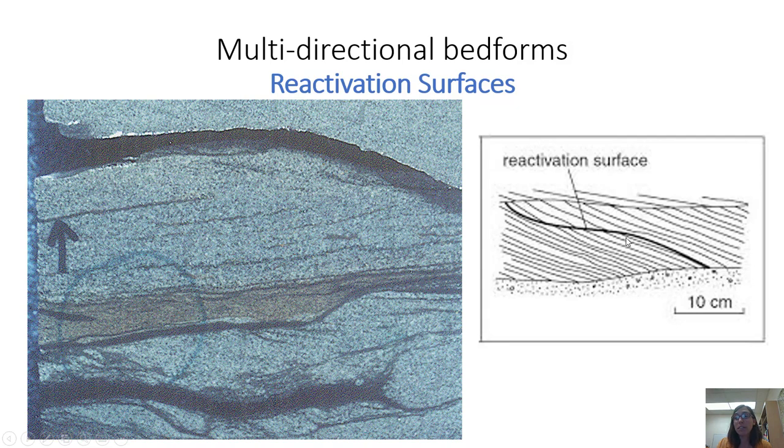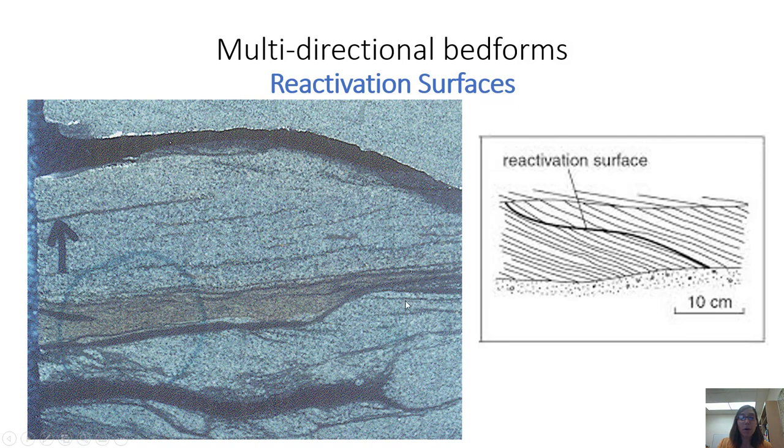Here are our foresets, and you can see this reactivation surface because the second set of foresets aren't necessarily the same thickness, and they don't quite line up with the foresets below this surface. So an example of one of those in the picture on the left is here. We have a heavy mineral lag that is forming on this reactivation surface.